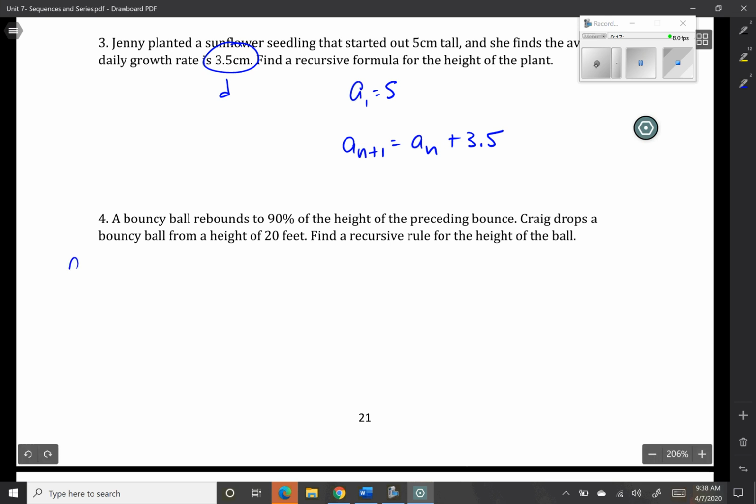So this one, to find the common ratio, so we're starting at 20 feet. And if I take 20 times 0.9, I'd be at 18 feet. So that's 90% of the previous. What did I multiply here? I multiplied by 0.9. So the common ratio is 0.9. So recursive rule here would be the first term is 20. To get to the next term, I'd say the previous term times 0.9.